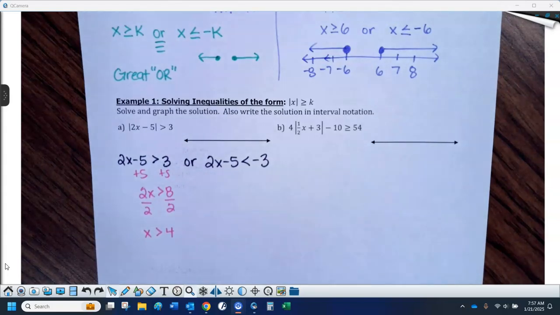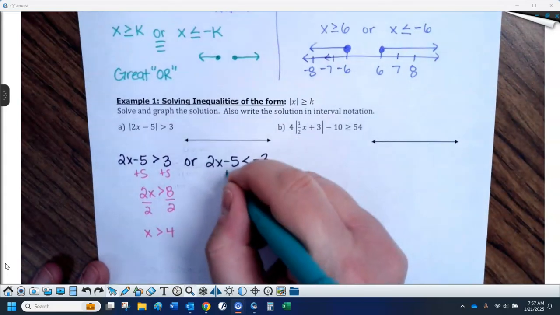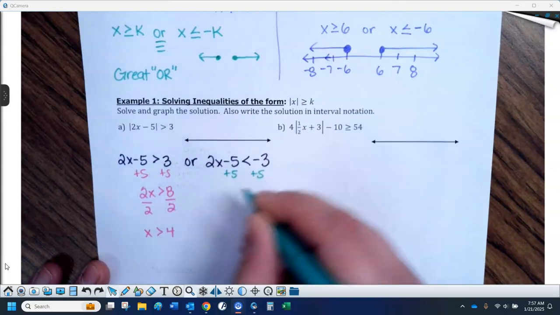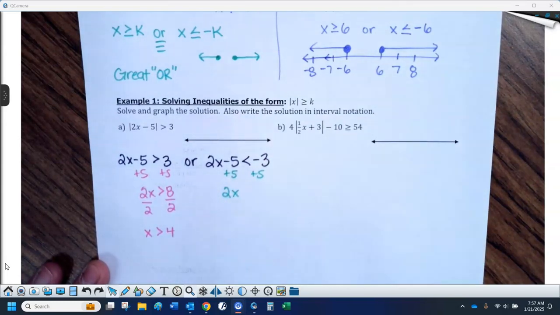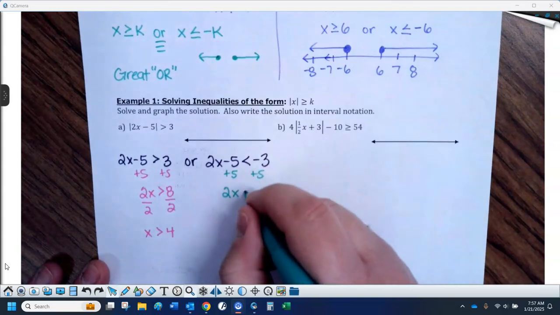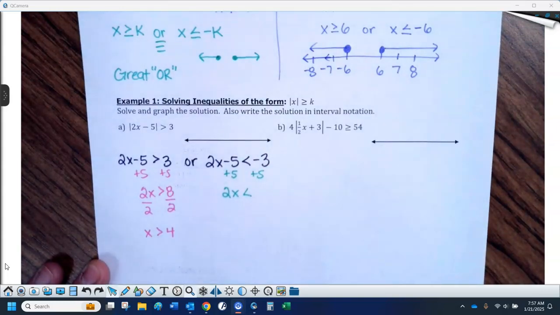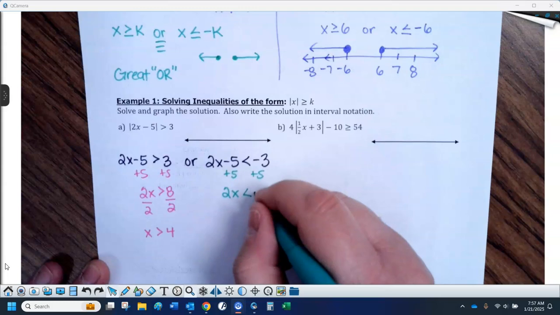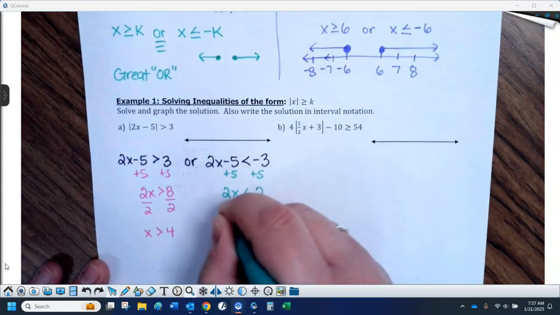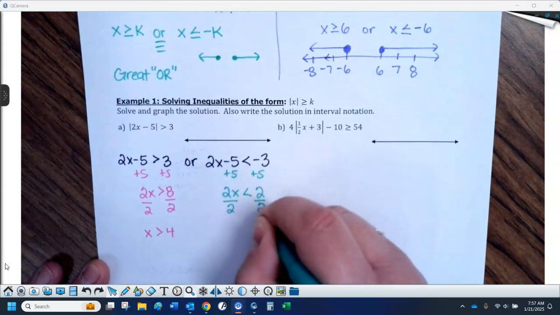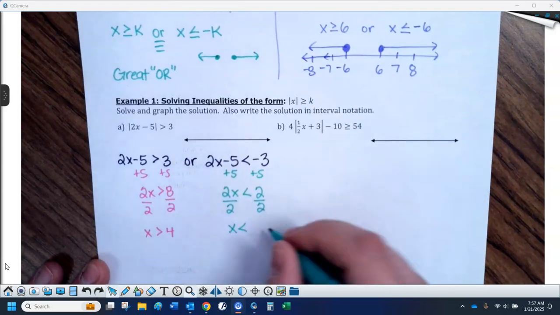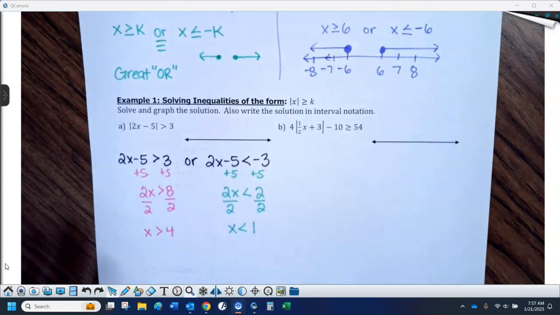And the other part of it, just literally solve it like two separate inequalities. The algebra, just like we did with the equations, will probably look really similar in terms of the steps, but we'll probably have different numbers over here. So -3 plus 5 would be 2. And then I've got the 2x, so I got to divide by 2. So x is less than, here, 1.